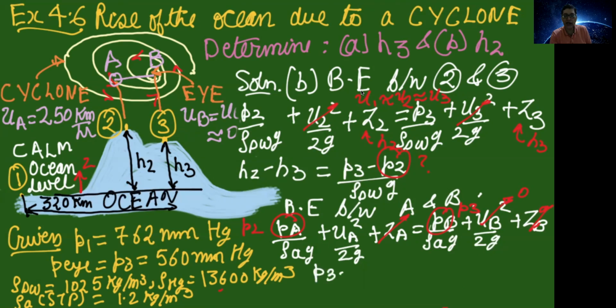So if you do that, you get an expression as P3 minus P2 is equal to rho UA square by 2. So if you substitute this P3 minus P2 as shown below as rho A UA square by 2, you get H2 minus H3 as rho A UA square by 2 rho SW g, as shown here.